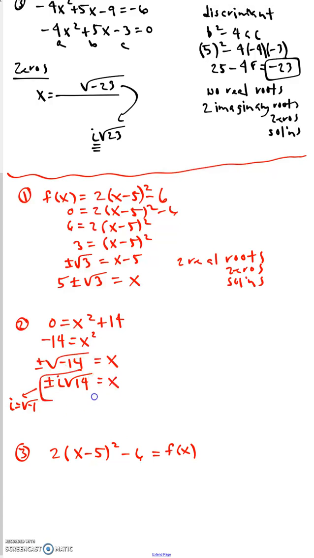So here are 2 zeros, positive i square root of 14, and then negative i square root of 14. Those are 2, but those are 2 imaginary roots. All right, they're 2 factors of the function. It's just that I can't plot them on the x-axis, so that makes them not real. And I'll write that no real zeros.